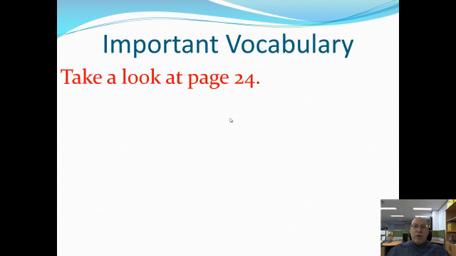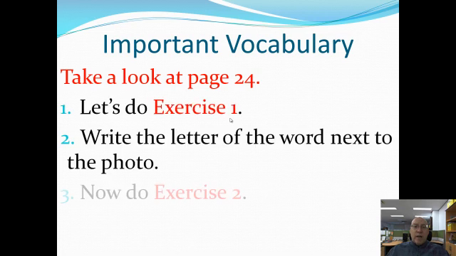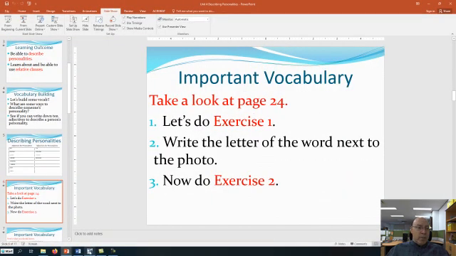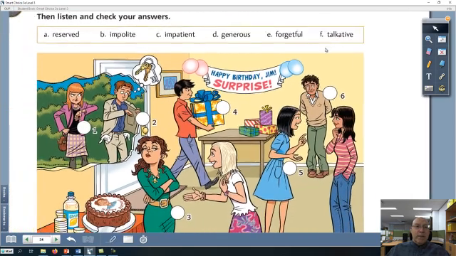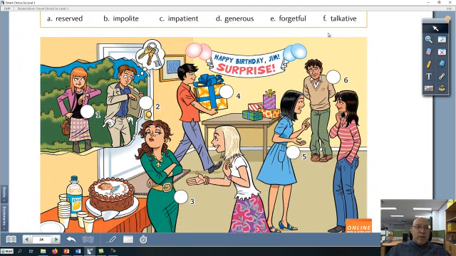I want you to turn to page 24 in your textbook, and we'll do exercise 1 and 2. So here's your textbook here. Look at exercise 1. It says look at the picture. What are the people like? Write the correct letter, then listen and check your answers. Well, I'll just go over this for you guys here, and we'll look at the picture and plug it all in here.